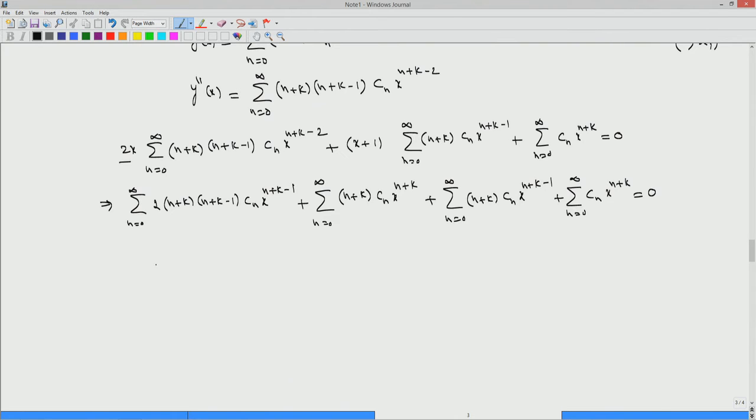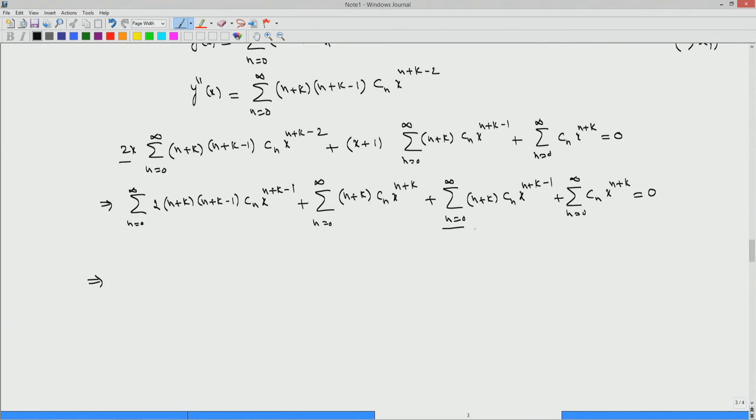So what are the common terms here? All the series start from 0 to infinity, but the common part is x power n plus k minus 1. The powers are x power n plus k minus 1 here, x power n plus k here, n plus k minus 1 here, and x power n plus k here. So you reduce everything to x power n plus k minus 1 by changing the index. If I want n plus k minus 1 to become n plus k, I have to replace n minus 1 with n. So wherever n is there, you replace it with n minus 1.